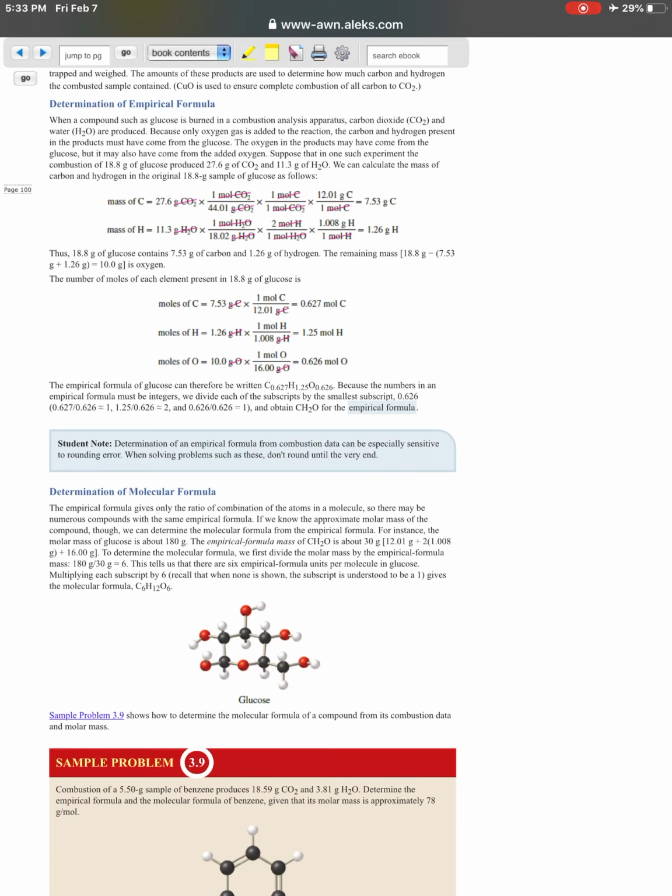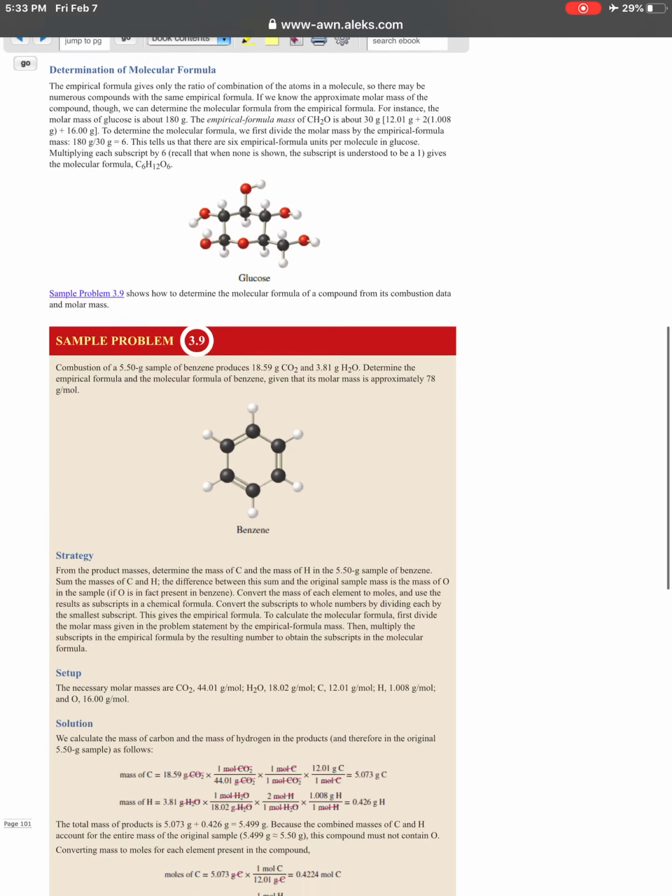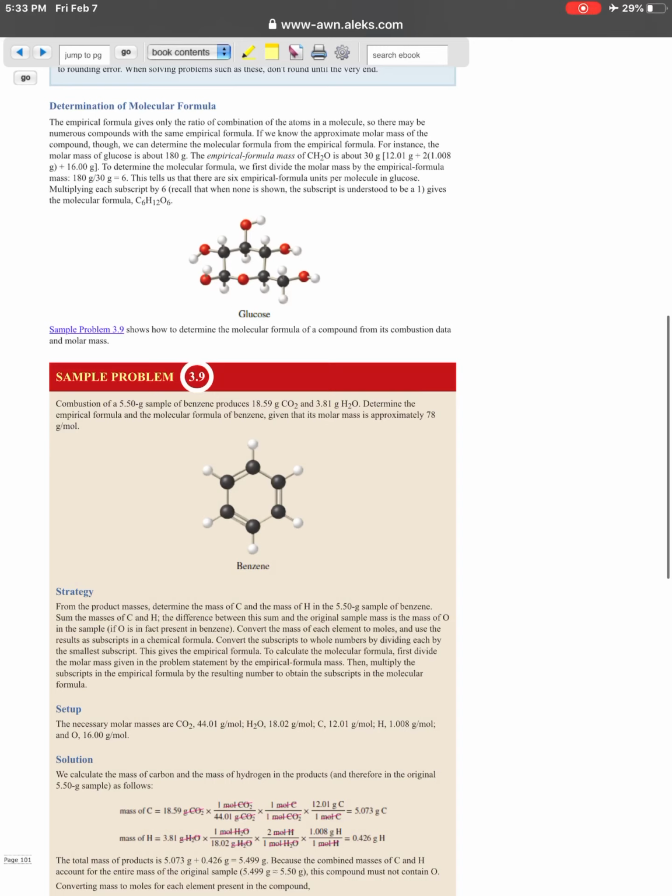Now, there is one more step that we want to be able to do, and that is to find the molecular formula, which is the actual number of atoms in the chemical formula. Here's how you go about that. Determination of molecular formula. The empirical formula gives you only the ratio of combinations of atoms in the molecule, but there could be more than one molecule that has the same empirical formula. So here's how you go about it.